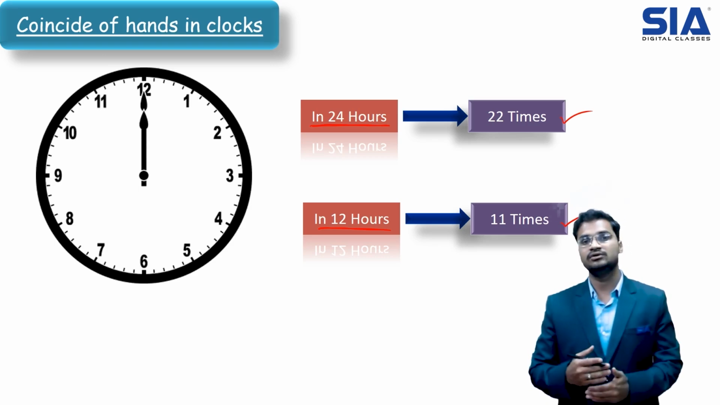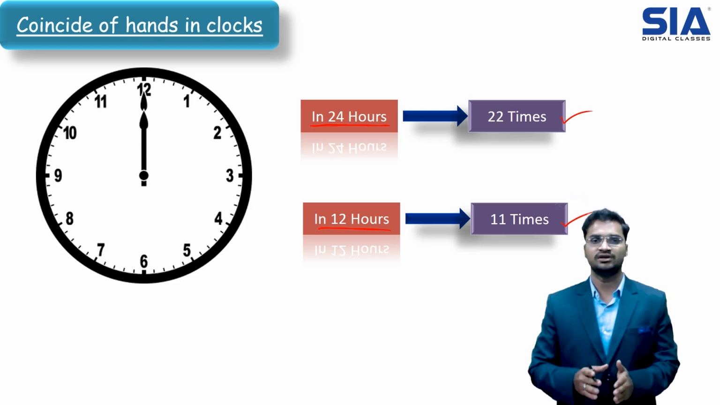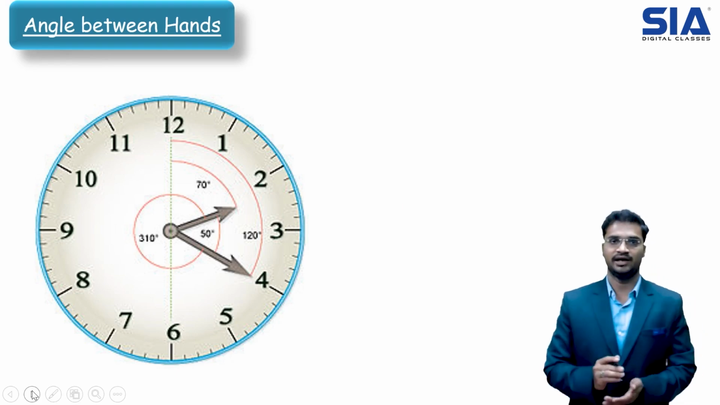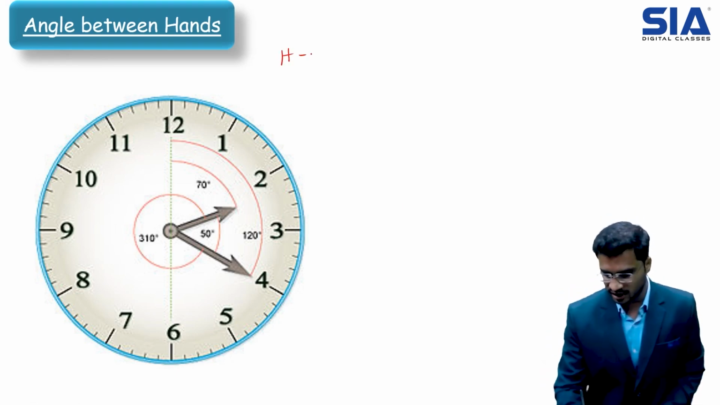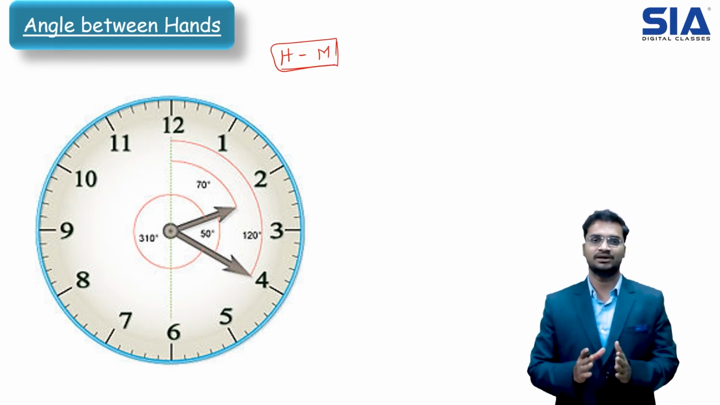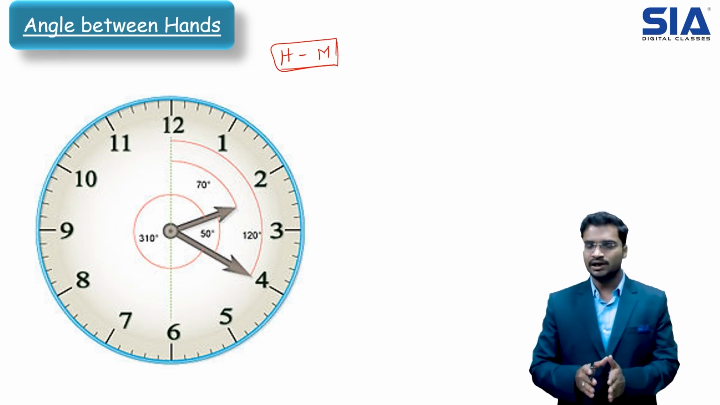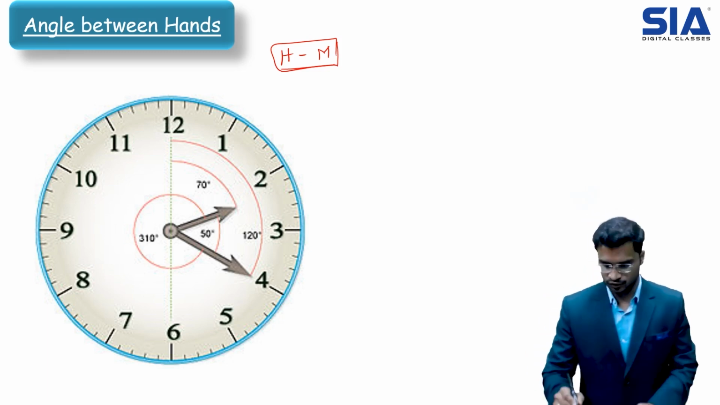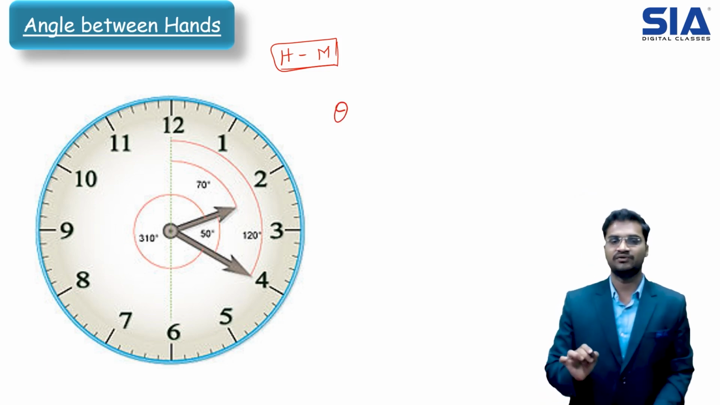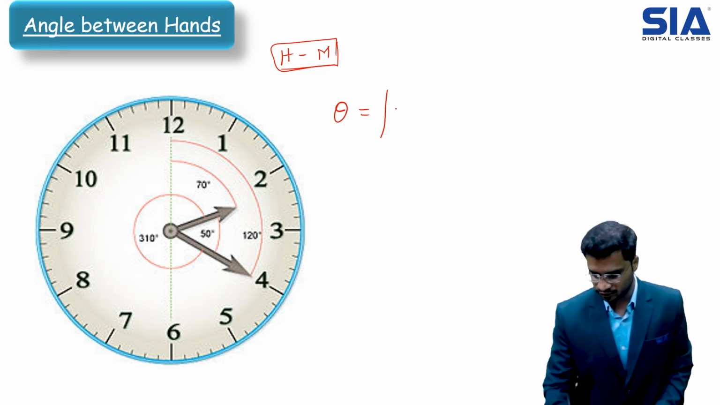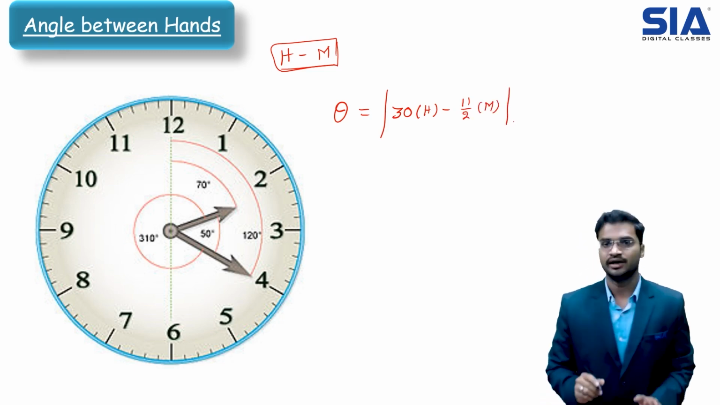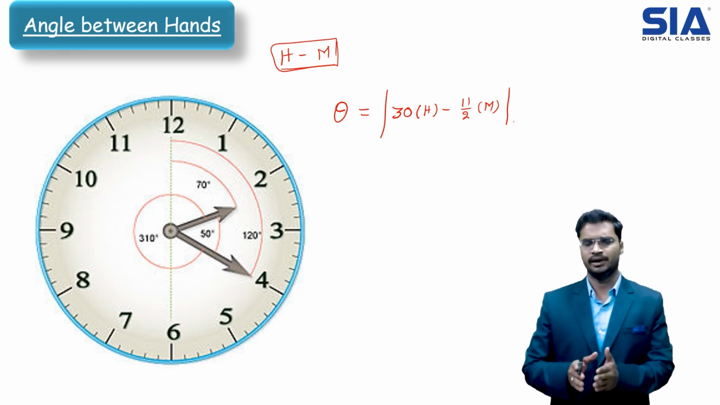Now coming to the next concept, which is very important for solving the questions in the clock topic: the angle between the hands. Here the angle between the hours and minutes hand will be asked. To find this angle, we have a formula. If theta is our angle between hours and minutes hand, then theta equals the modulus of 30h minus 11 by 2 m, where h represents hours and m represents minutes.